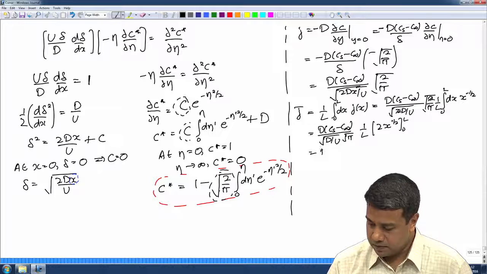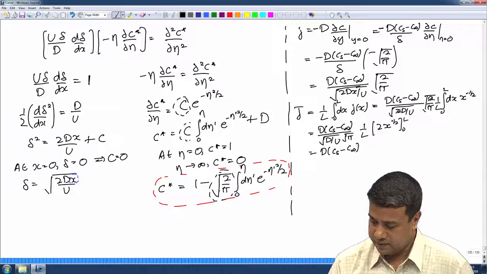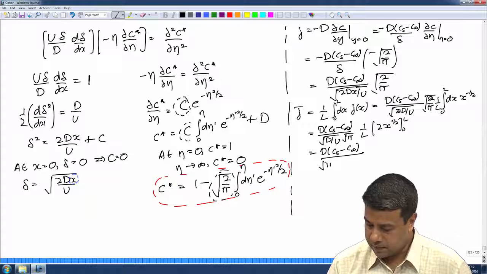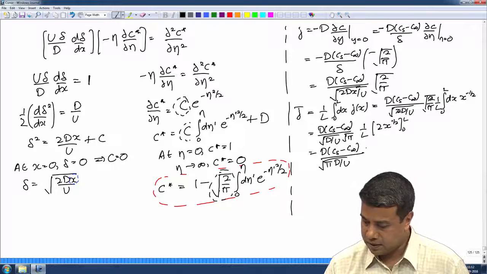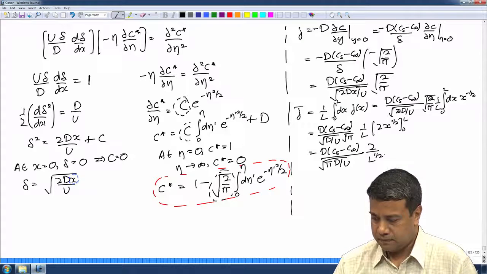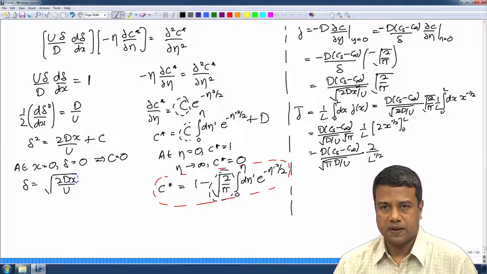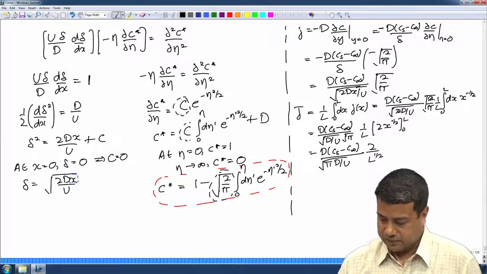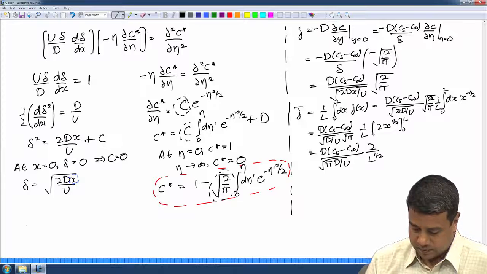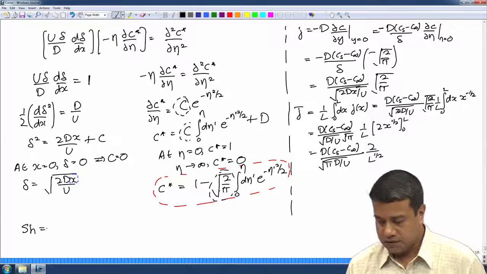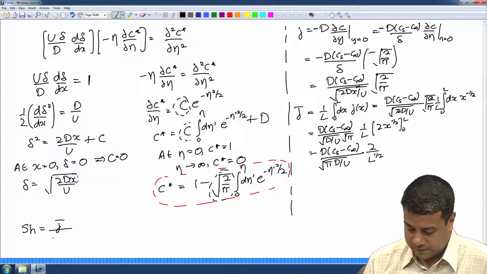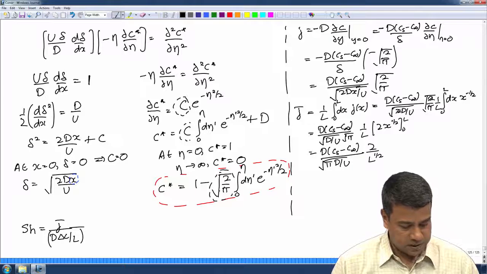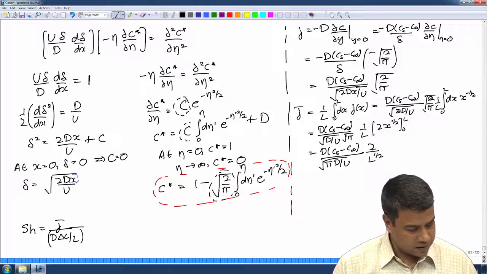So, this is going to be equal to D into Cs minus C infinity by root pi D by u, into 2 divided by L to the half. So, that is the equation for the average flux. Now, the Sherwood number is going to be equal to the average flux divided by D delta C by L. The Sherwood number is the average flux divided by D delta C by L.